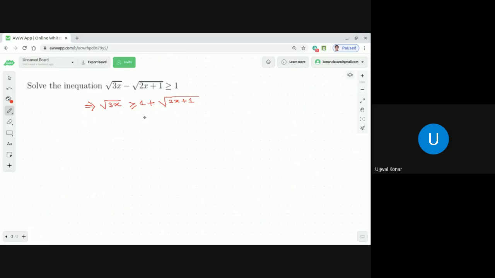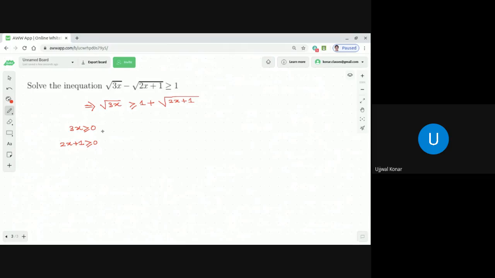Then obviously from here, what can we conclude? That 3x has to be greater than or equal to 0. Correct, dear students? And 2x plus 1 also has to be greater than or equal to 0. This is quite obvious. And 3x should be greater than or equal to 1 plus 2x plus 1. So these are the three things you can conclude.